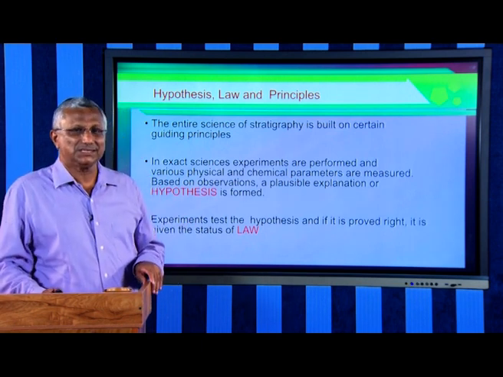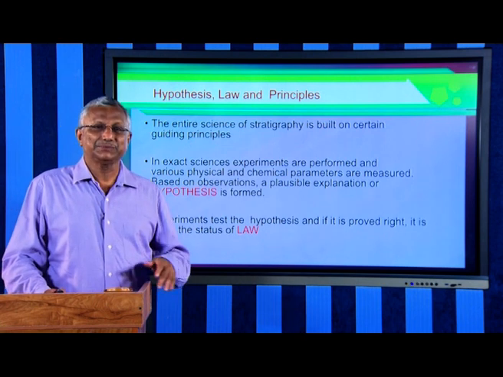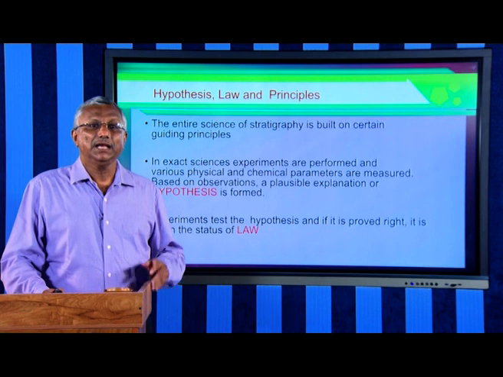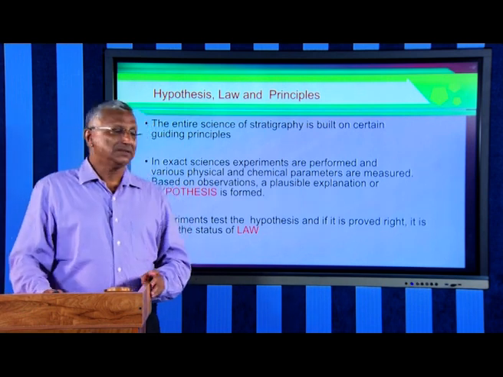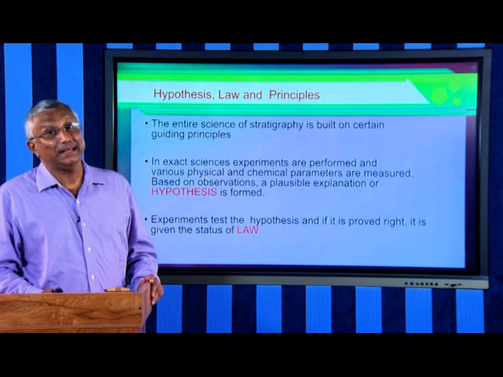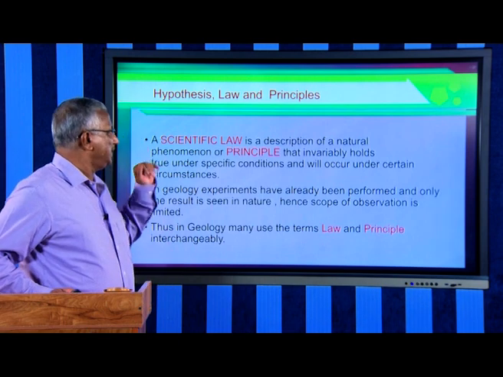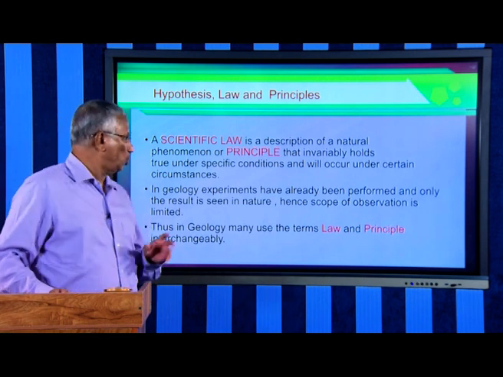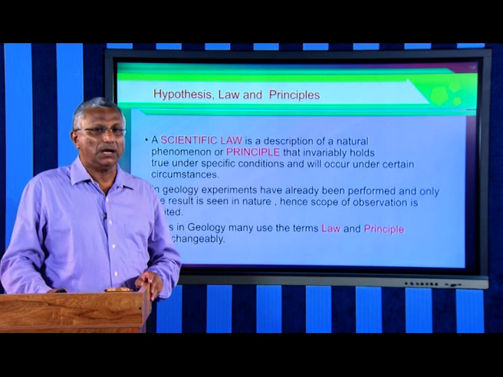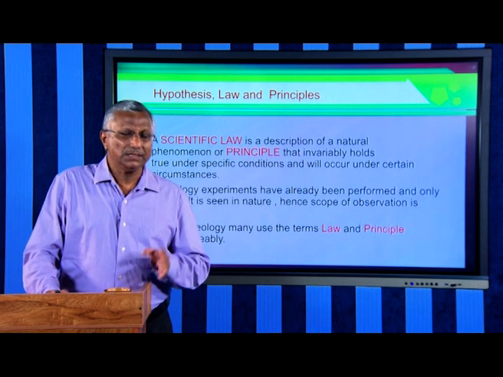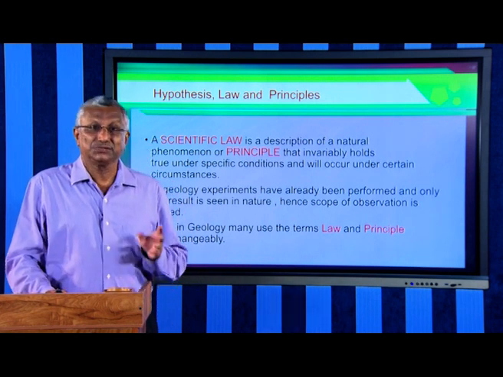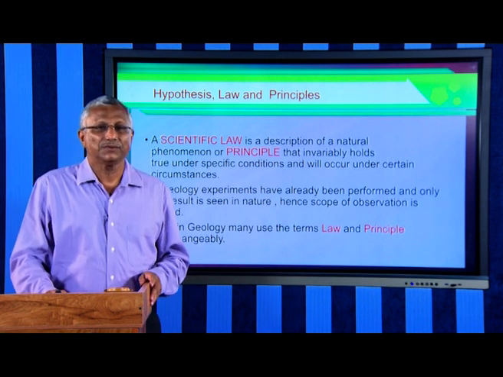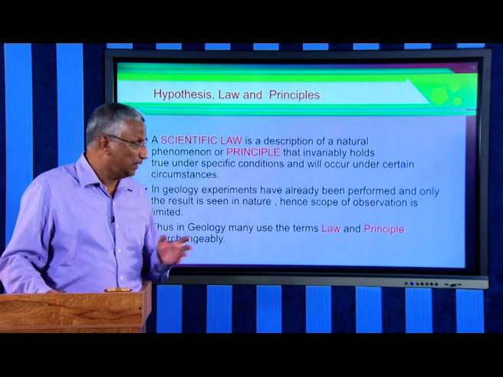When the hypothesis is tested, that is, when the experiments are performed and observations are made a number of times, and it is found that the hypothesis is true, then it becomes a law. The hypothesis attains the status of a law. A scientific law is a description of a natural phenomenon or principle that invariably holds true under specific conditions and will occur under certain circumstances. So, a scientific law is made when experiments performed under controlled conditions give the same results.